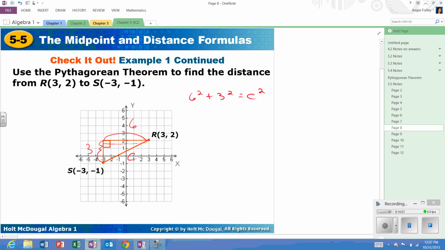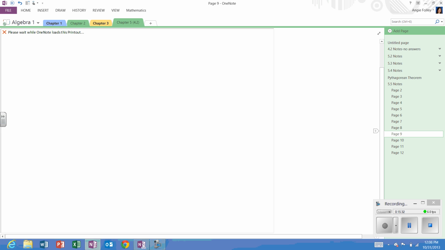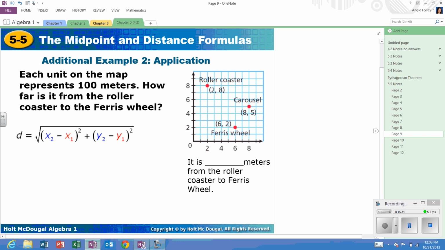That's the side we're trying to find, the length between the points. 36 plus 9 is equal to c squared. 36 plus 9, again, comes out to 45. And then I'm going to take the square root of both sides. So the square root of 45 is equal to c. Again, we could break that down into radical 9 times radical 5, which simplifies to 3 times radical 5. Okay? So they're just showing you the distance formula and the Pythagorean theorem are going to give you the same answer. All right, one more.